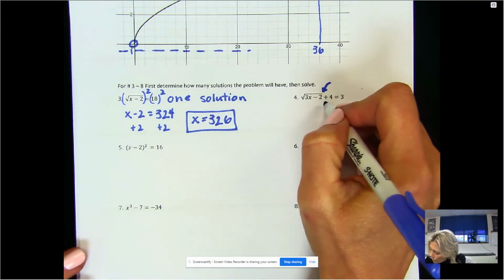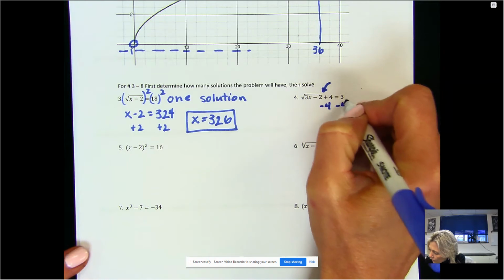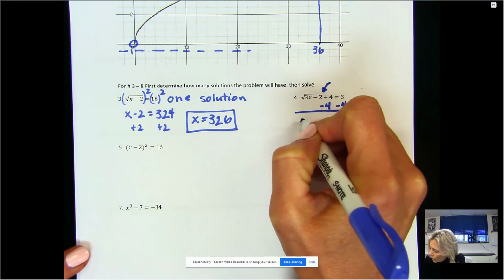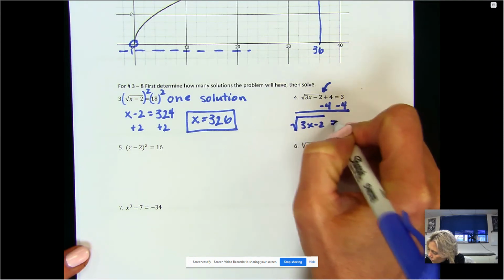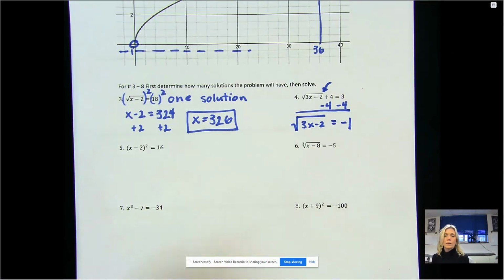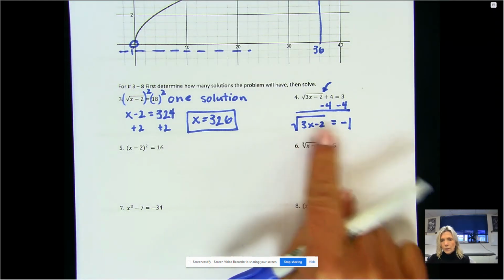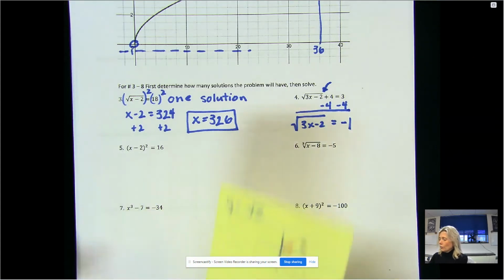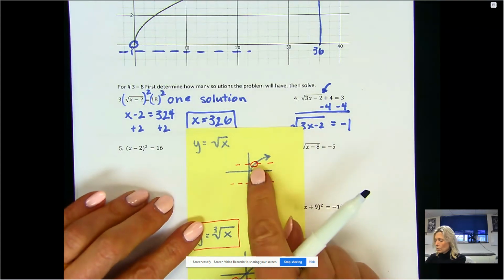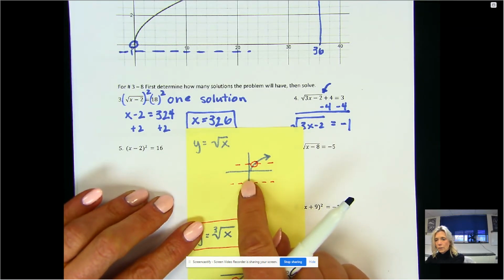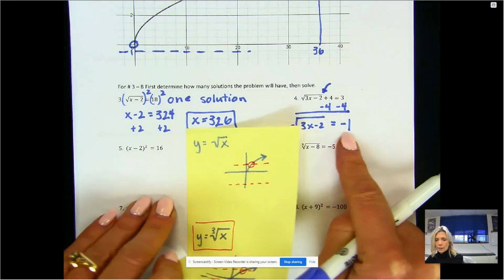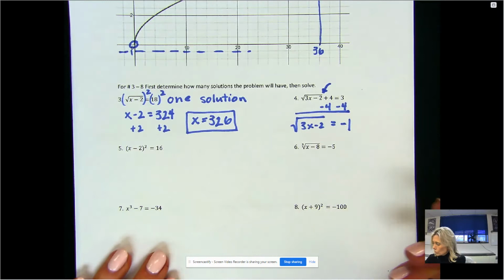You have to eliminate the radical. So before we do that, we move this 4 over because it's outside the radical. So we have the square root of 3x minus 2 is equal to 3 minus 4, which is negative 1. And now we can look at that and say, how many solutions is it going to have? Well, I've got a square root equal to a negative number. So if we look at the graph for square roots, it has to be a positive number or there's no solution. So since we've got a square root equal to a negative number, no solution.